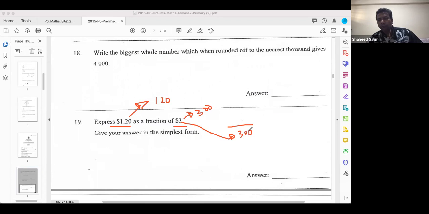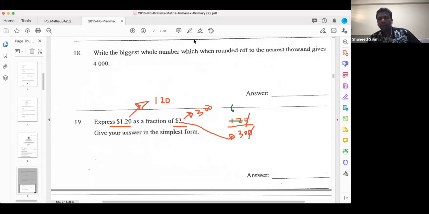Why put below? Of $3, must put it below. This is a clue what to put below and what to put at the top. On top, put 120. But remember, you must bring it to lowest terms. Cancel the 0. Then what else? Can divide 12 by 4. But this one cannot divide. Can divide by 2, you get 6. Can divide by 2, you get 15.